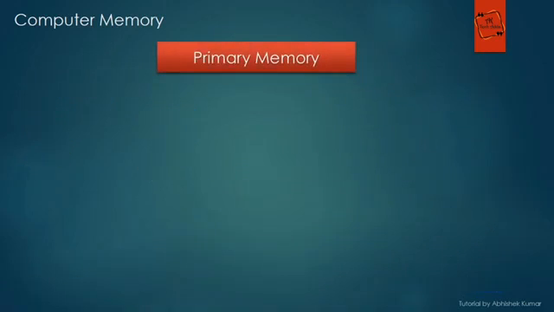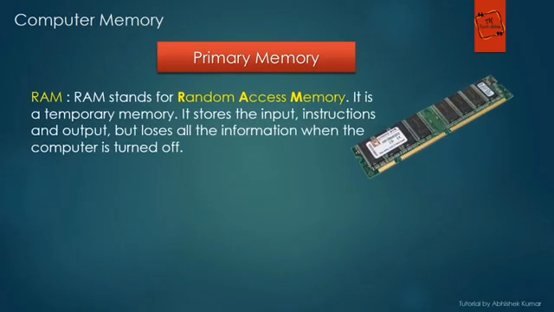There are only two primary memory. First, RAM. So RAM stands for random access memory. It is a temporary memory and it stores the input, instruction or output, but loses all the information when the computer is turned off. Now what does it mean?